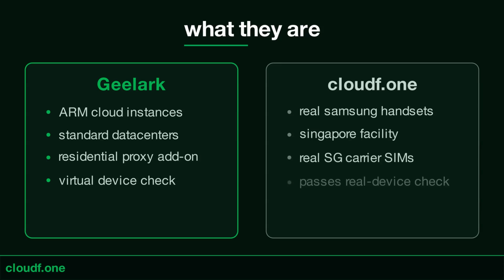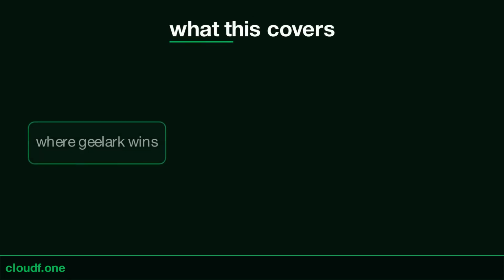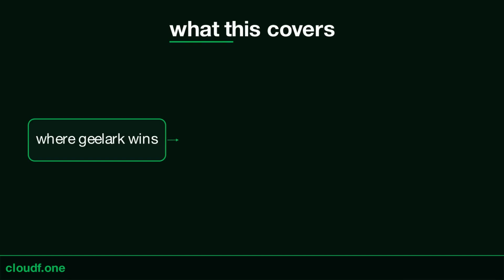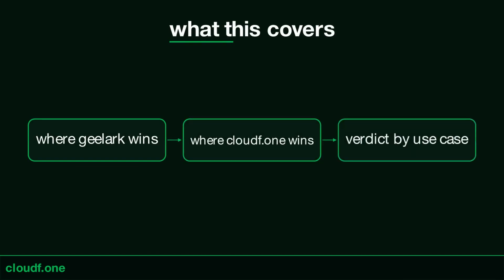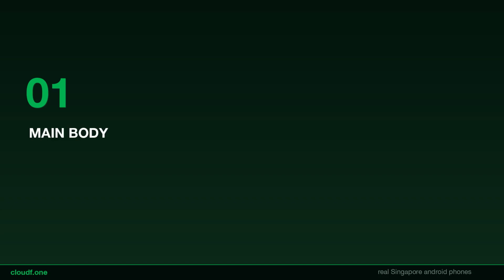Both let you control phones over the web. Only one passes a real device check. This video covers three things. One, where Geelark genuinely wins. Two, where Cloud.one wins for Singapore-sensitive ops. Three, a clear verdict table by use case. First, what they have in common.